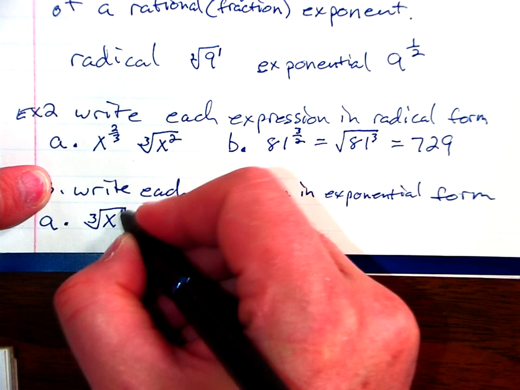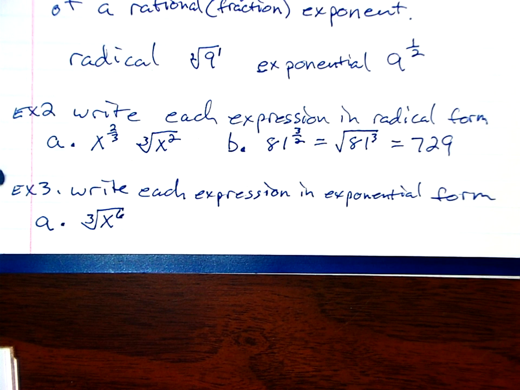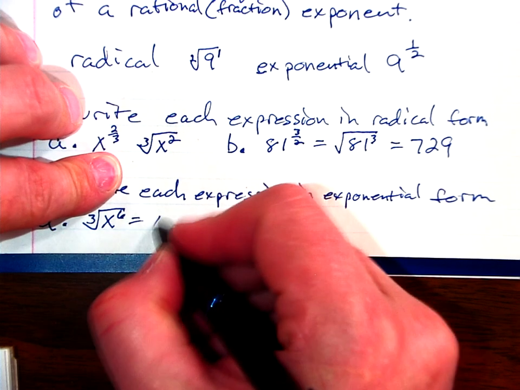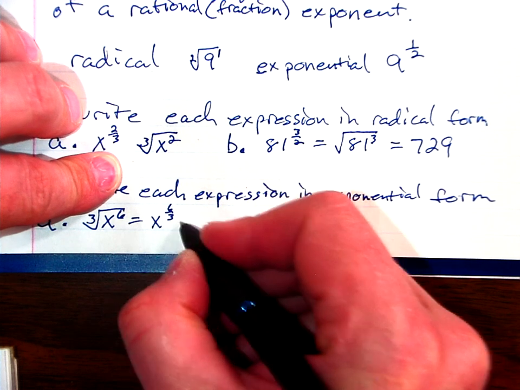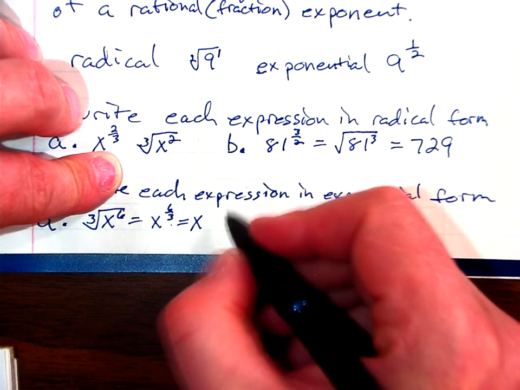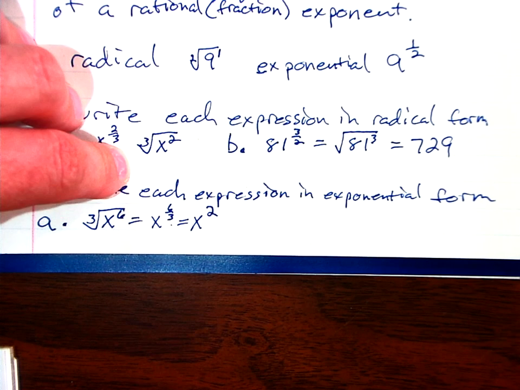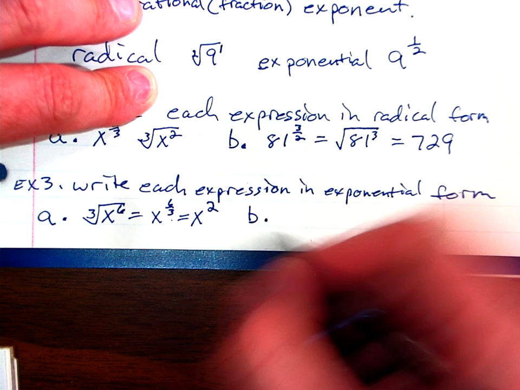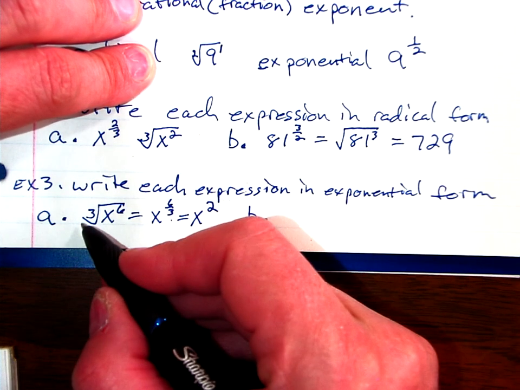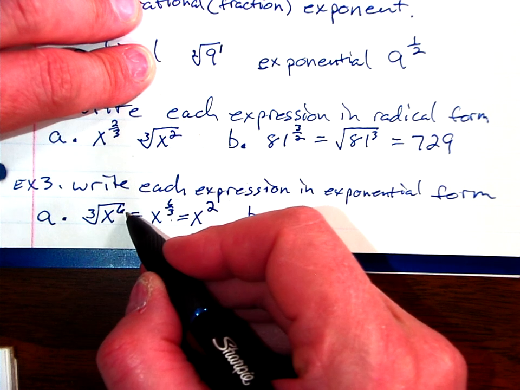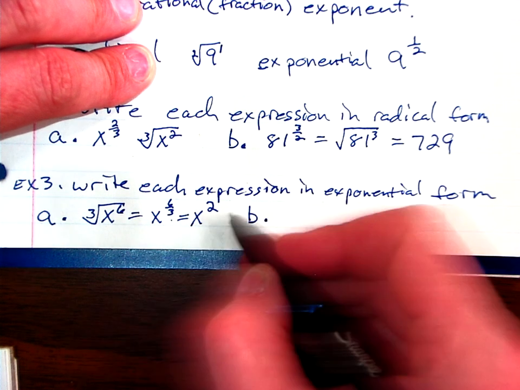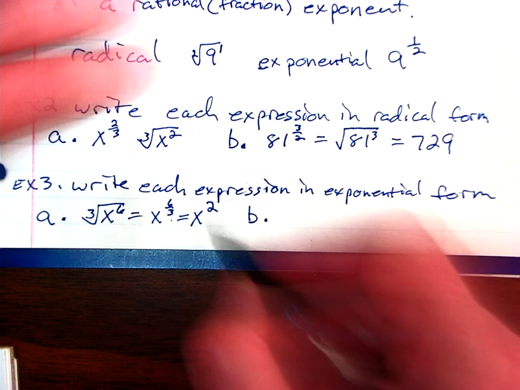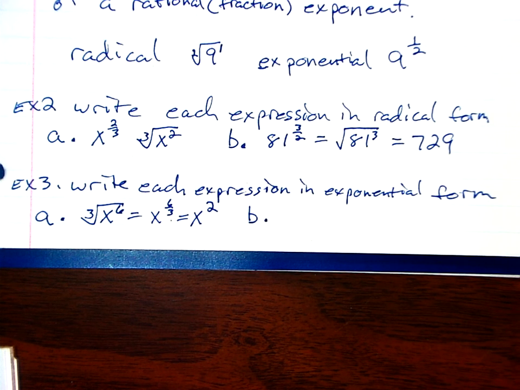The cube root of x raised to the 6th power. Remember, the index is your denominator. So this is going to be x to the 6 over 3. Does that reduce? 6 divided by 3 is 2. Because the 3 is your denominator, the 6 is your numerator. 6 divided by 3 is 2. How about if it was 3 over 6? Would we reduce that? Yes, we would.